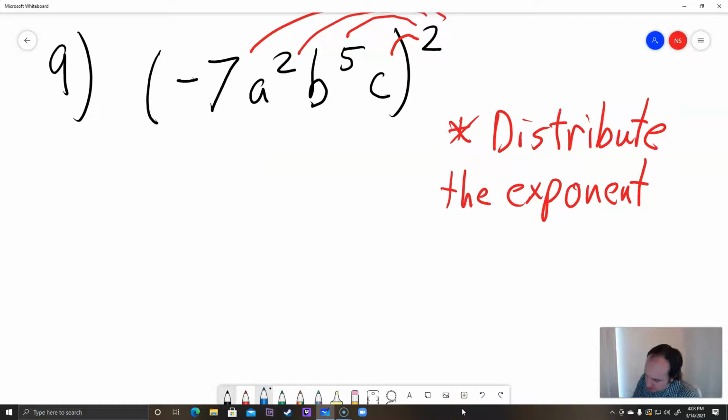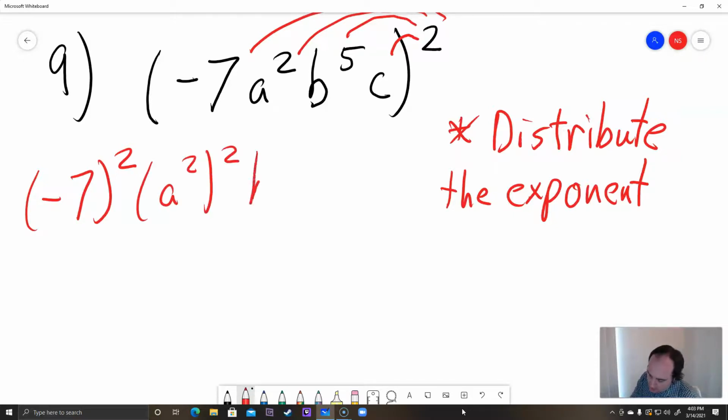So what's this going to look like? We're going to have a negative 7 squared, we're going to have a squared squared, we're going to have a b to the 5th squared, and then we're going to have c squared. Now notice for the negative 7 squared, the a squared, and the b to the 5th squared, I put parentheses around it. But for the c squared, I didn't bother to put parentheses around it.